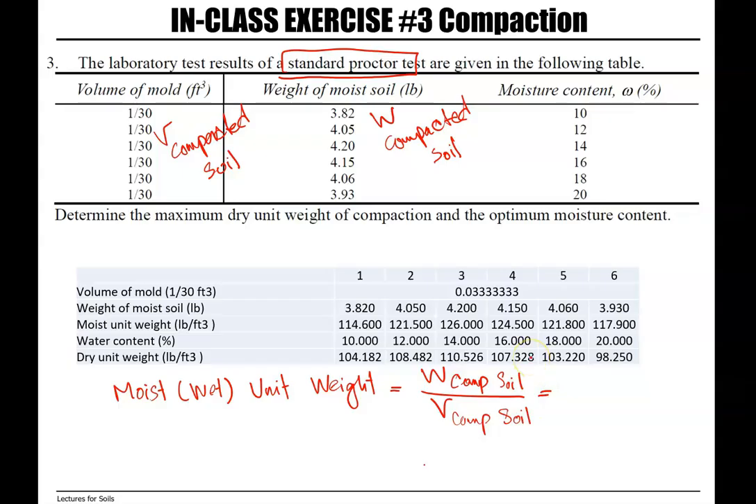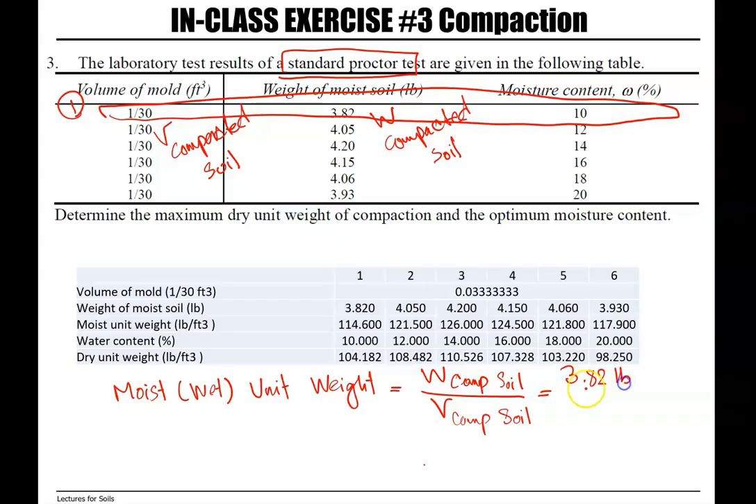So for example, look at trial number 1. Weight is 3.82 pound, volume is 1/30 of a cubic feet. We will have 114.6 pound per cubic feet.